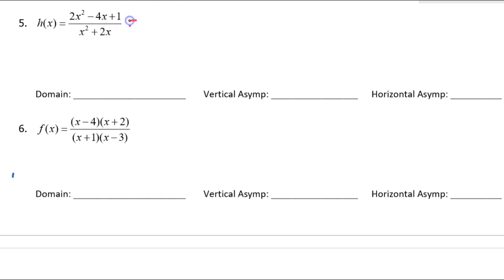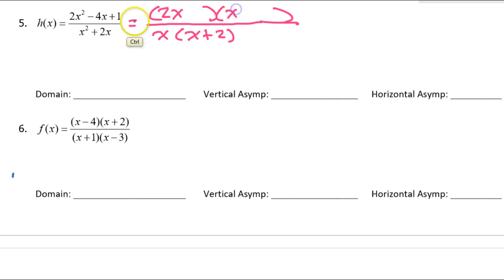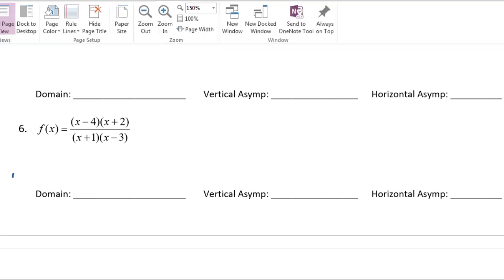All right, number 5, let's factor. Looking at the denominator, there's a GCF, so this will be x times x plus 2. In the numerator, maybe this will factor. 2x squared will factor as 2x and x. 1 can only factor as 1 times 1. I don't think this is factorable. All right, so you know what? This is not going to factor.